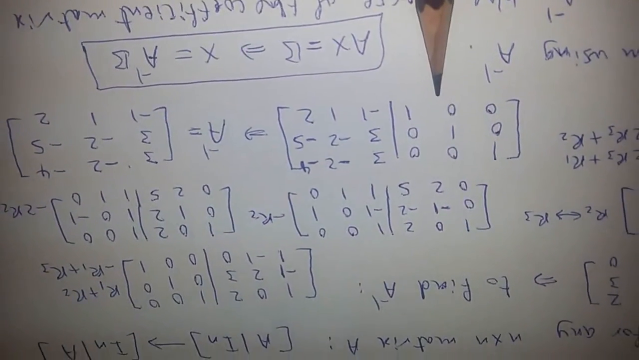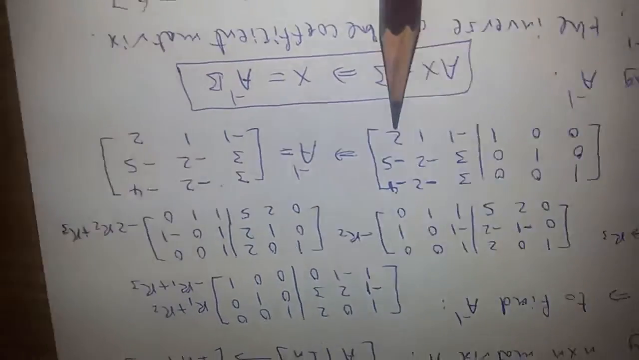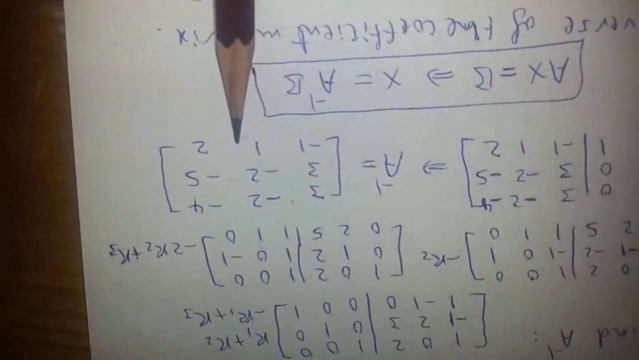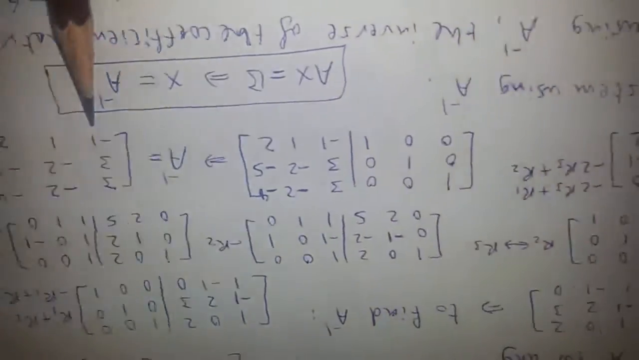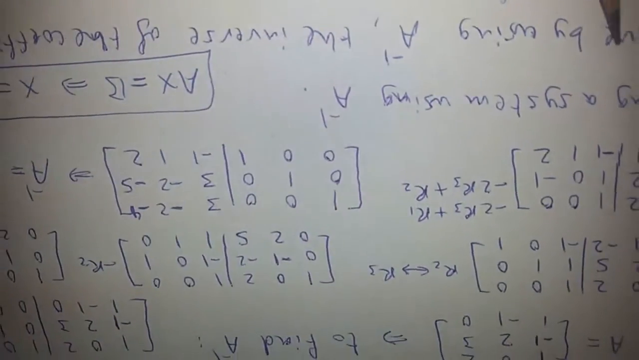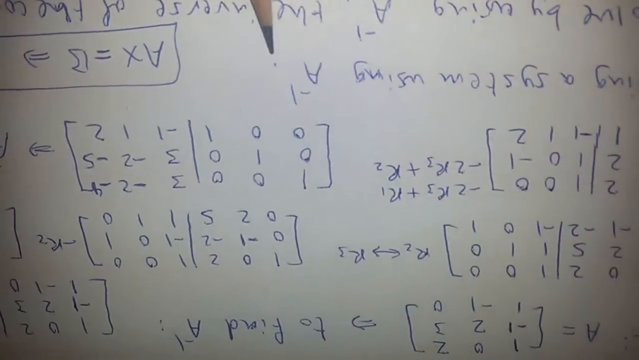Now this is the identity matrix. So this is A inverse. This is the inverse matrix. The last point in this section will be how to solve a system using A inverse.